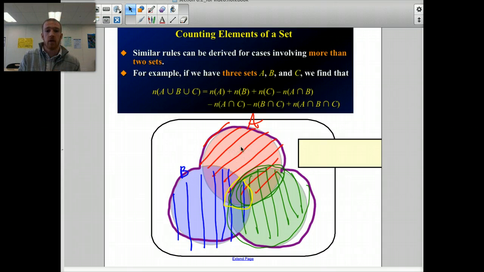All right, so let's see that in action here. So you may be given various different regions, saying the things in A and B, which would be just right here.